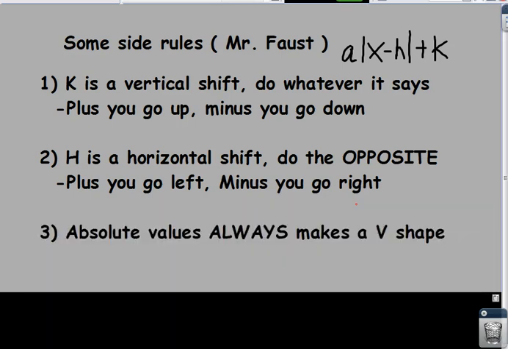And absolute value always makes a V shape. It has to. It's not a line, it's a V. Might be a skinny V, might be a wider V, whatever, but it's a V. Don't forget that.